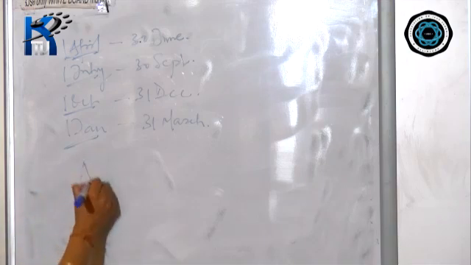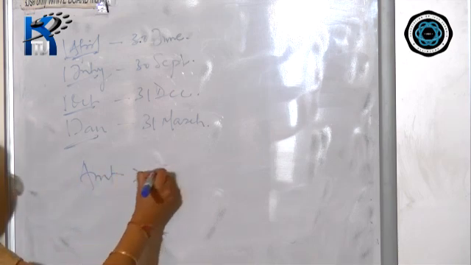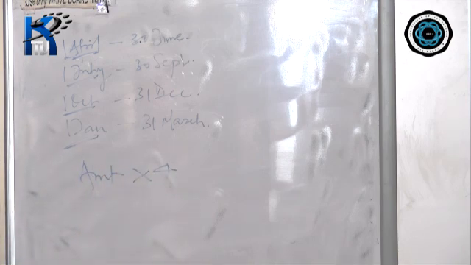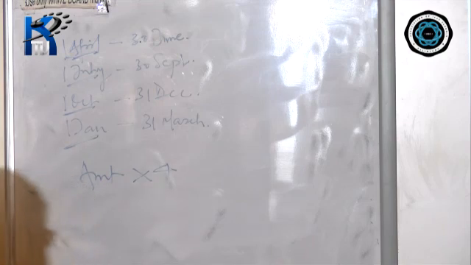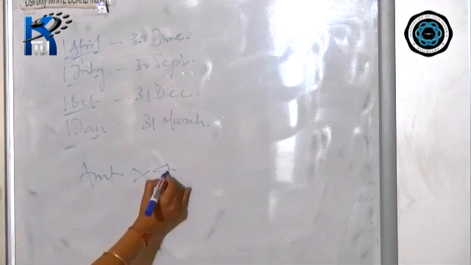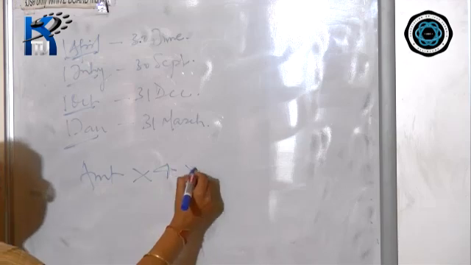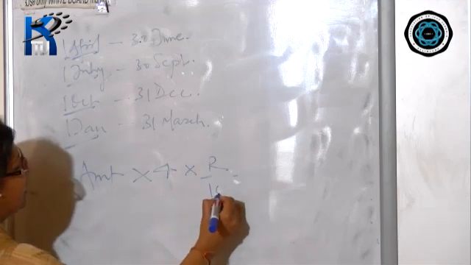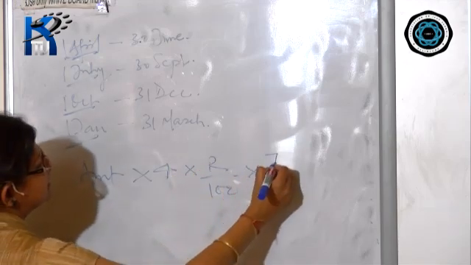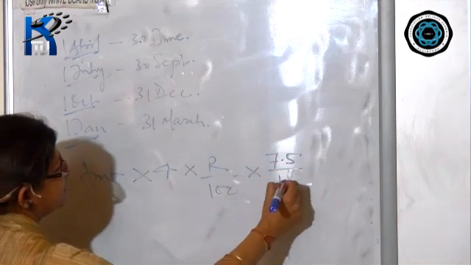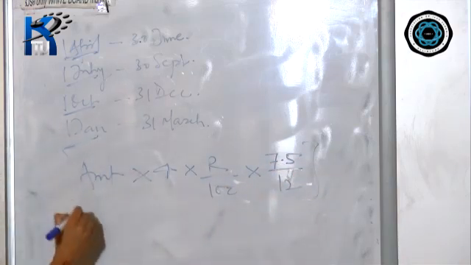So what will be the formula? The formula would be amount into 4. Why did I take 4? Because it is for every quarter. There are 4 quarters, so I have taken 4. Amount into 4 into rate upon 100 into 7.5 by 12. How did I get 7.5 now?